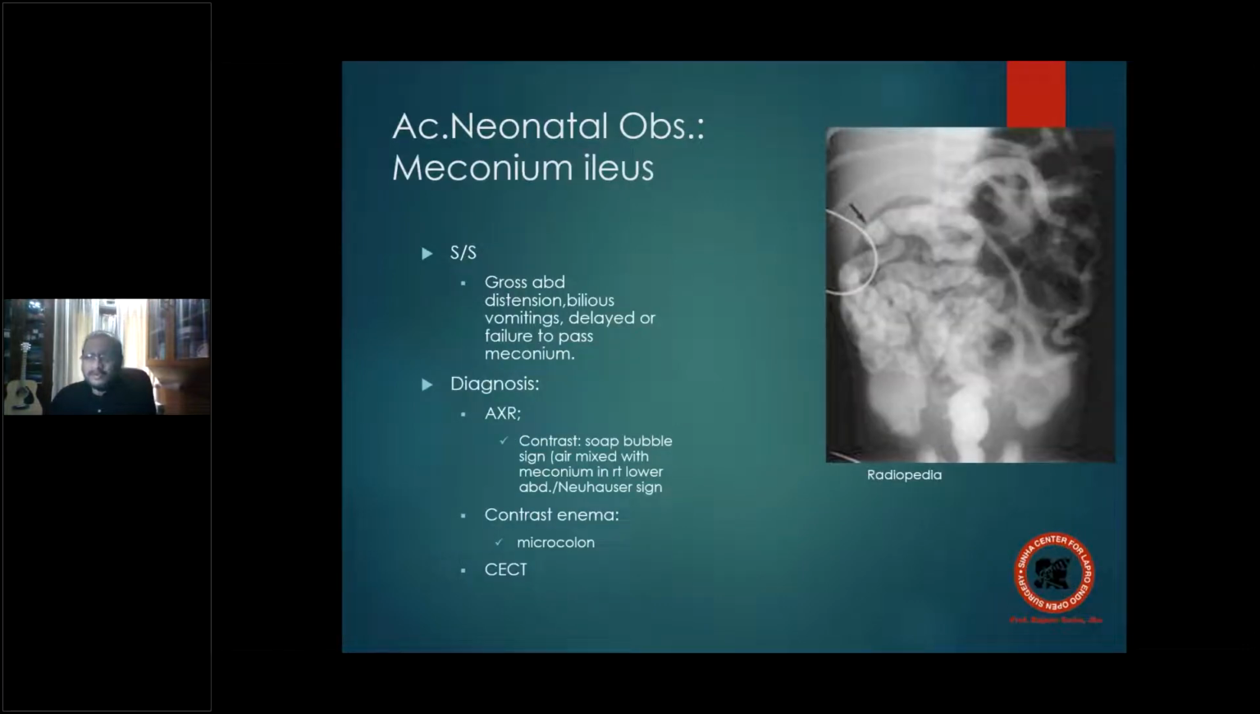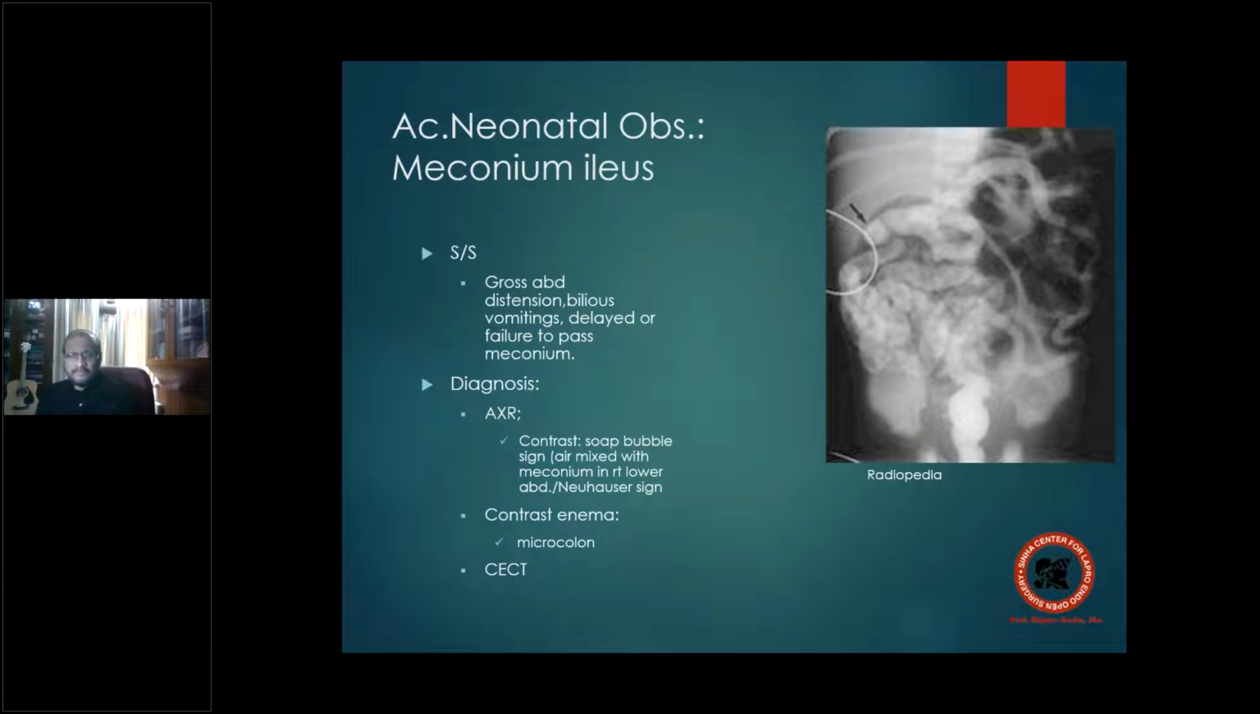Now, when you look at meconium ileus, this is a typical picture of what is known as a soap bubble sign. See, it looks as if the soap has been mixed with air and water. So air mixed with meconium in the right lower abdomen, or the Neuhauser sign, is also known as a soap bubble sign. And why do you get the soap bubble? Because you have mixing of the meconium along with the air and the contrast that you have pushed in, right?